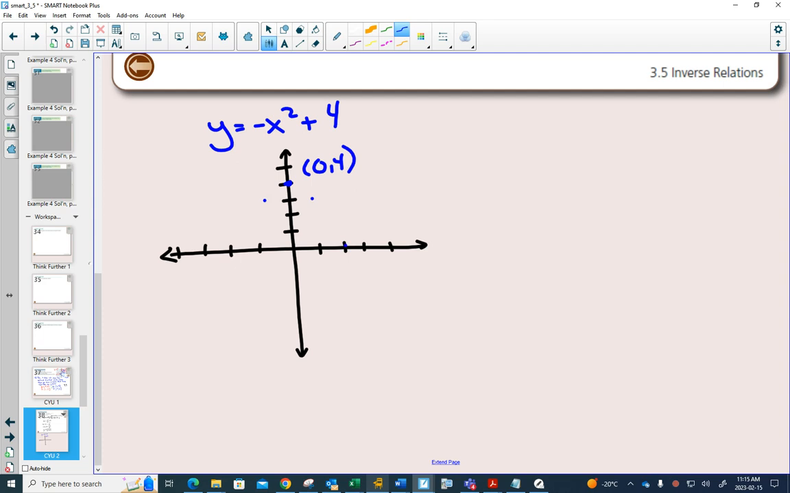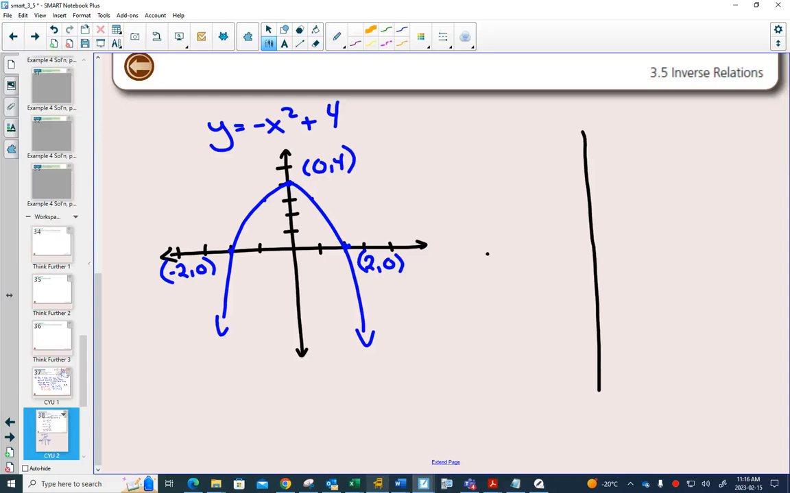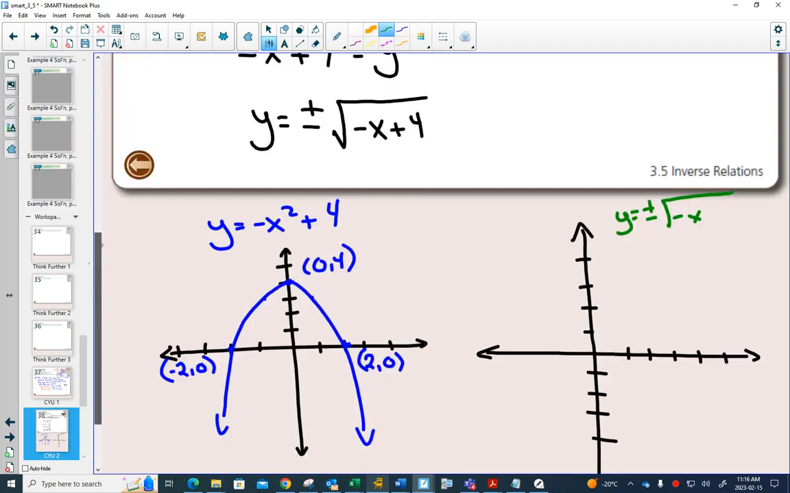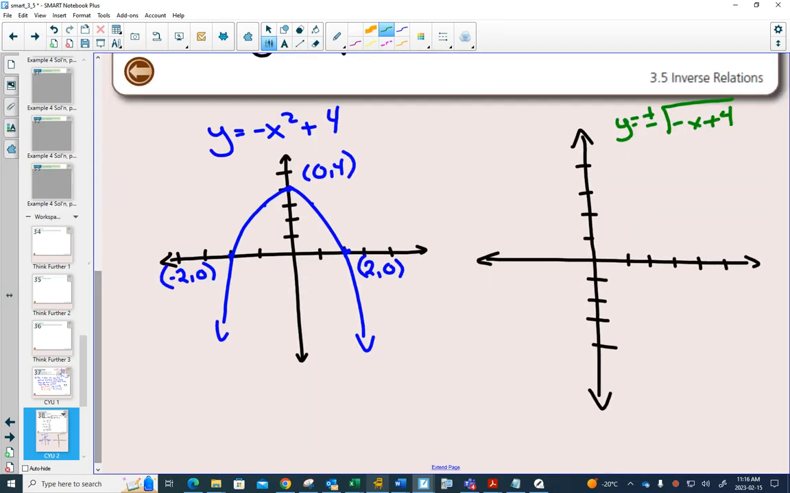over 1, down 1, over 1, down 3. It also has the point 2, 0, and negative 2, 0. And right beside it, in green, I'm going to graph plus or minus the square root of negative x plus 4. See if I've got the equation there? Negative x plus 4. Perfect. I'm going to graph plus or minus square root of negative x plus 4.